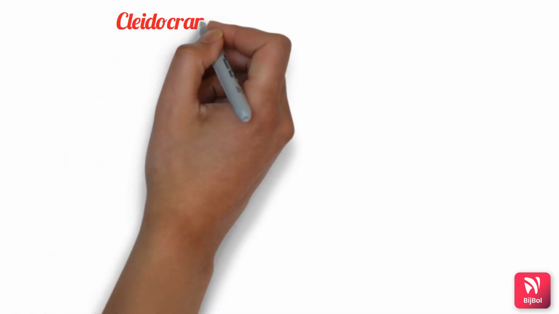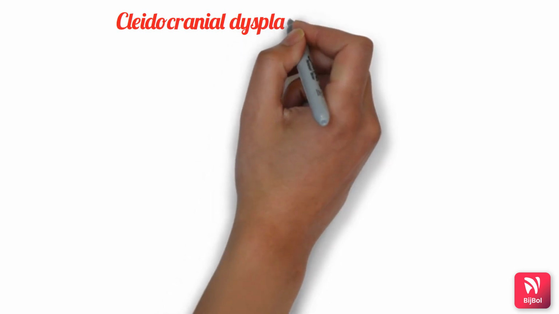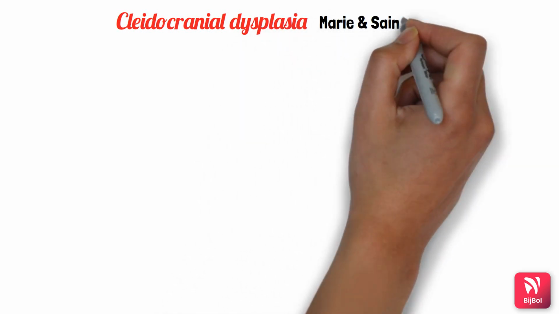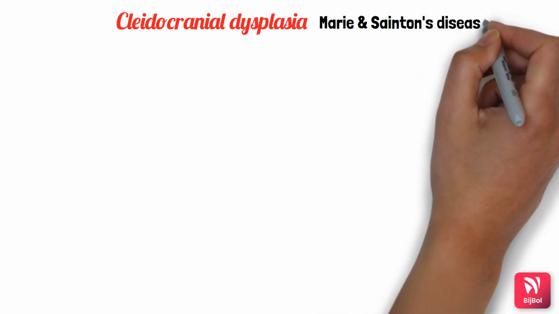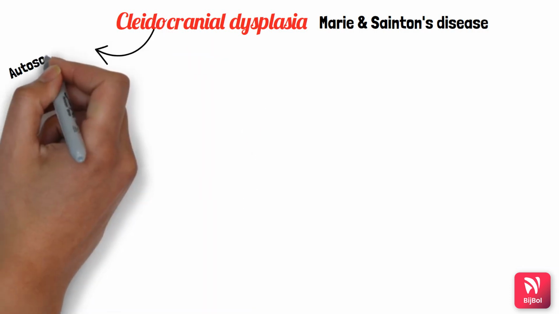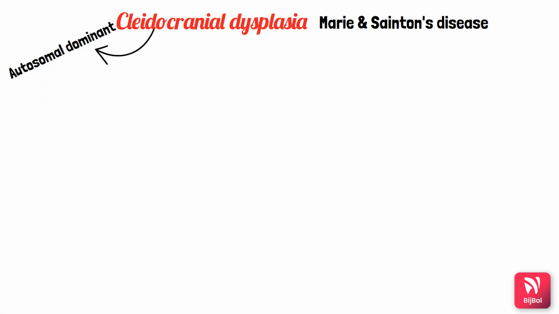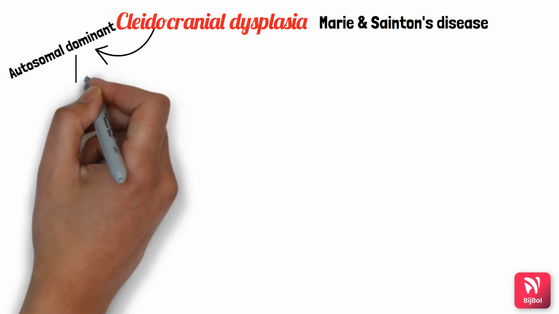And the next condition is cleidocranial dysplasia, which is also called as Marie-Sainton's disease. So here this disease is also a hereditary condition which is of autosomal dominant pattern. So here the mutation will be seen in a gene called as core binding factor alpha 1 gene.